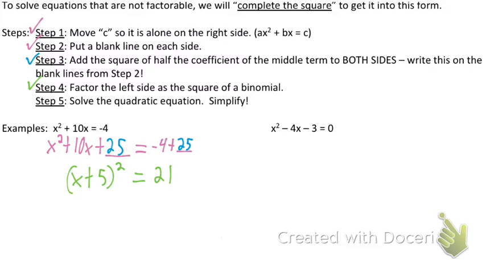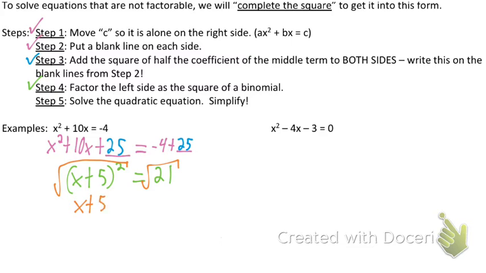I say the square root. Okay, then what? Take the square root of both sides. In this case, x plus 5 is all being squared, so we take the square root of both sides. Now, what are we left with on the left-hand side here?